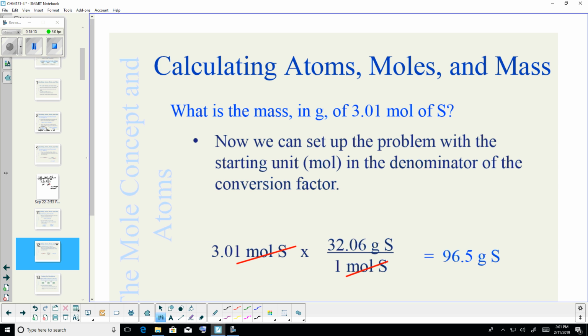And I know that 1 mole of anything is 6.022 times 10 to the 23rd. So to go from moles to particles, I'm going to multiply by Avogadro's number, 6.022 times 10 to the 23rd. All right? If I go back the other way, I'm going to divide by Avogadro's number.